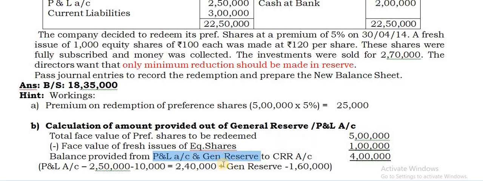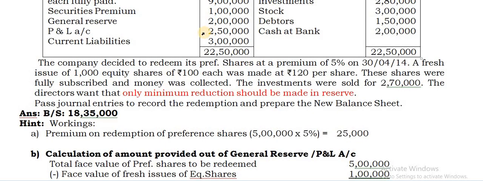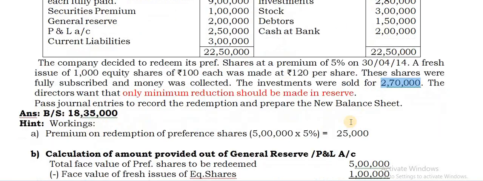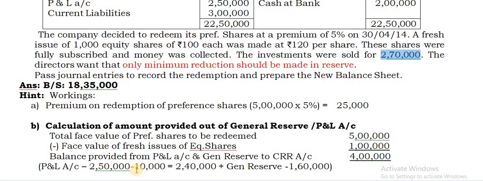Now that amount is being transferred to CRR. How to calculate that? Out of 2,50,000, whatever is in the profit and loss account, you can find the loss on sale of the investments. Here 2,80,000 is being sold at 2,70,000, so 10,000 is the loss. That 10,000 you deduct from the 2,50,000. So the balance available is only 2,40,000.